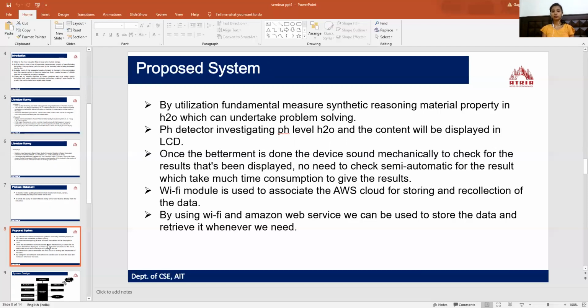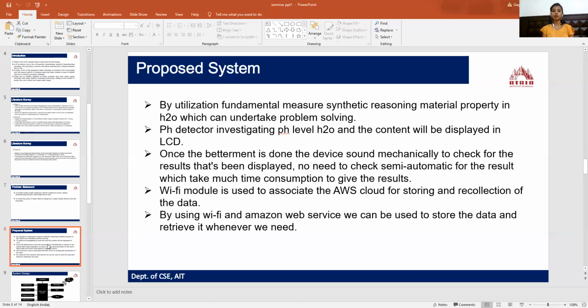A Wi-Fi module is used to associate with the AWS Cloud. There is a Wi-Fi module which is connected to the AWS Cloud. AWS Cloud is Amazon Web Services, where it is used to store the data, retrieve the data, recollect it, and reuse it again. That is the process in AWS Cloud. The Wi-Fi module is used to associate with the AWS Cloud for storing and recollecting the data.